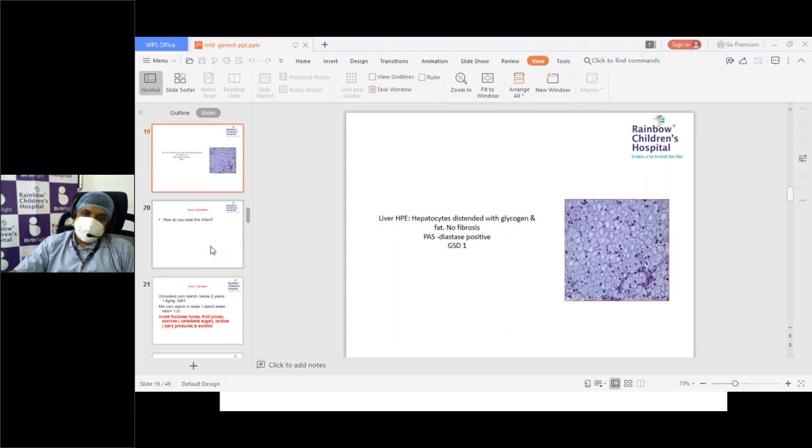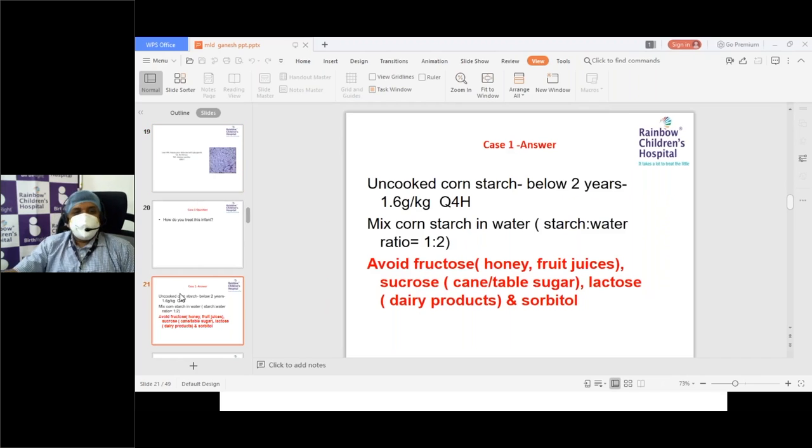So how do we proceed further? Again, we do the gene mutation testing to find out what type of mutation it is. And how do we basically treat this infant? Basically explain to the parents, yes, this child has a glycogen storage disorder. The main thing is to avoid hypoglycemia, so frequent feeding should be given.